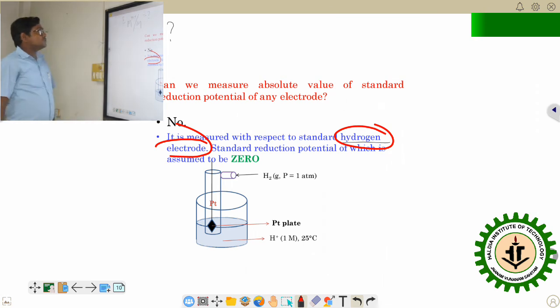What to do? You have to first construct a cell in combination with hydrogen electrode. But which one will be right hand and which one will be left hand? We do not know. Then what is the way? We will choose in an arbitrary manner.